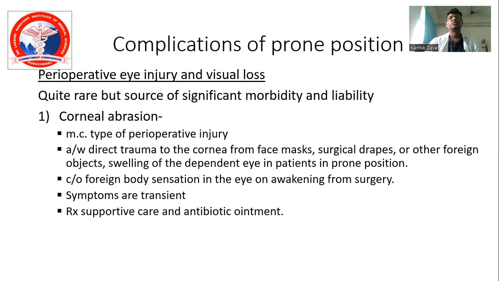Complications. Perioperative eye injury and visual loss. It's quite rare, but a source of significant morbidity and liability. Corneal abrasion is the most common type of perioperative eye injury, due to direct trauma to the cornea from the face mask, surgical drapes, or other foreign objects, or swelling of the dependent eye in patients in the prone position. Symptoms are transient. Treatment is supportive care and antibiotic ointment.